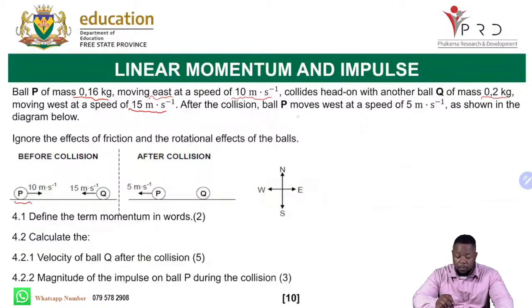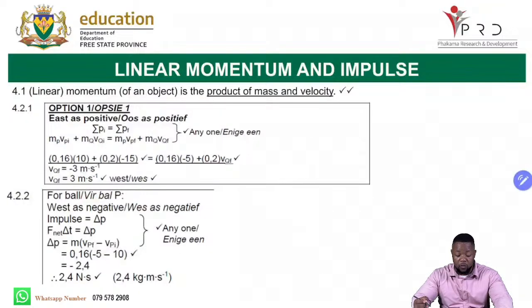After collision, ball P is moving west at a speed of 5 meters per second, as shown in the diagram below. Ignore the effects of friction and the rotational effects of the ball. The questions are as follows. Define the term momentum in words. Calculate the velocity of ball Q after collision and the magnitude of the impulse of the ball during the collision. So let's go through the solution.